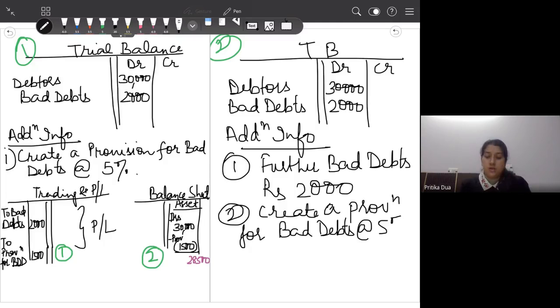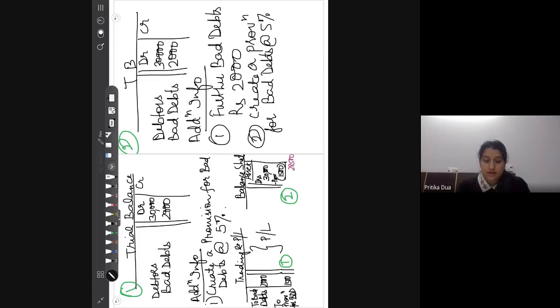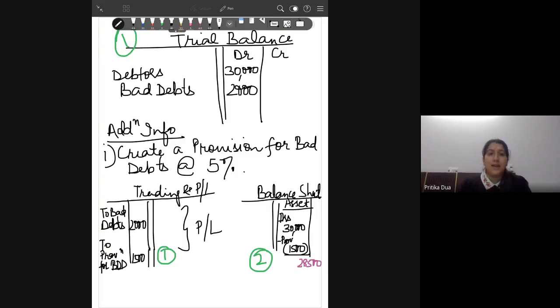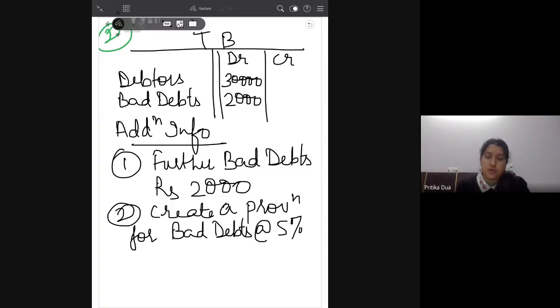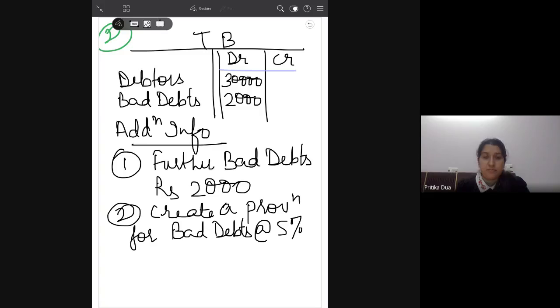Okay, so just have a look at this case. This is the second case as to the adjustment entry for provision for bad debts. So you are given the debtors as 30,000 in the trial balance, बैड डेट्स आपको 2,000 दिए हुए हैं जैसा अभी तक था, बट नाउ इन दी एडिशनल इंफॉर्मेशन you are given further bad debts and you have been asked to create a provision for bad debts at the rate 5% of the debtors. So how do we go about this adjustment?